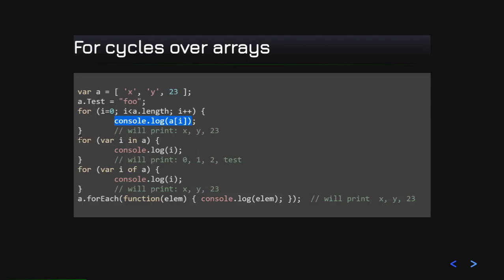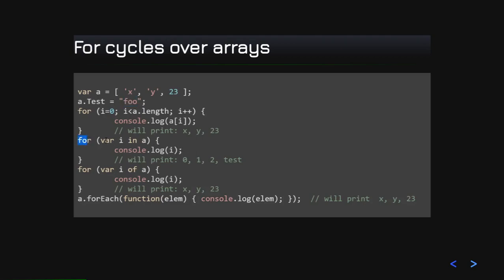We can use the for cycle like this, where the variable I takes the value of the property names of A, which are the indexes, okay? Because arrays and objects, as you will see later on, are just dictionaries or maps. They have key value pairs, and the implicit key in an array is just the index. So that's why it will print 0, the index of X, 1, the index of Y, 2, the index of 23, and test, which is the index of this foo property. This test is the key, and this one is the value.